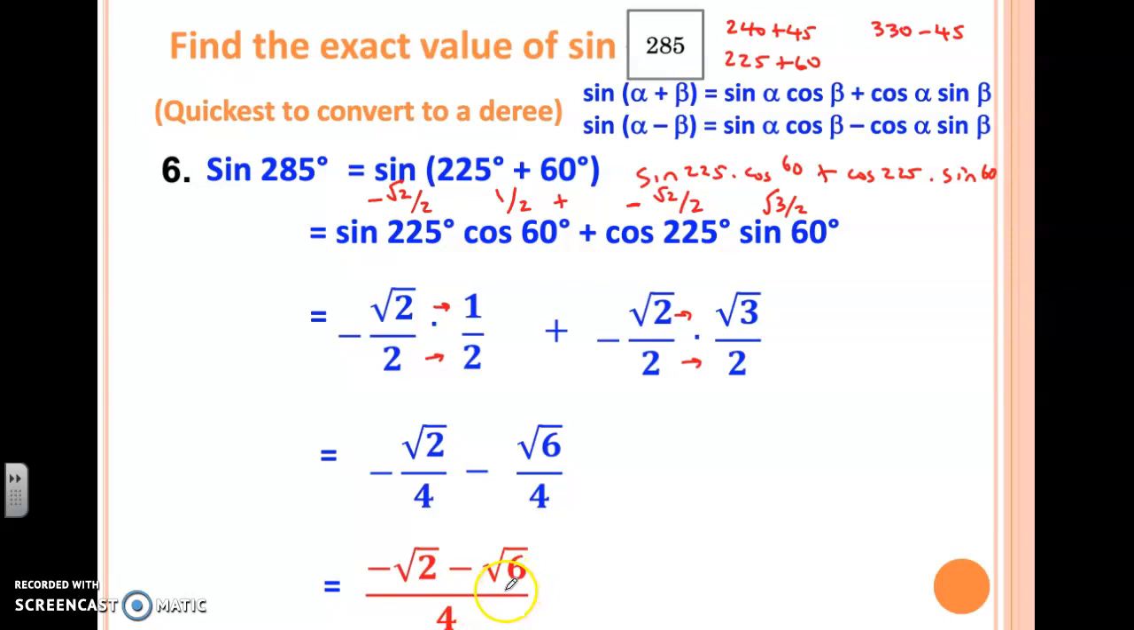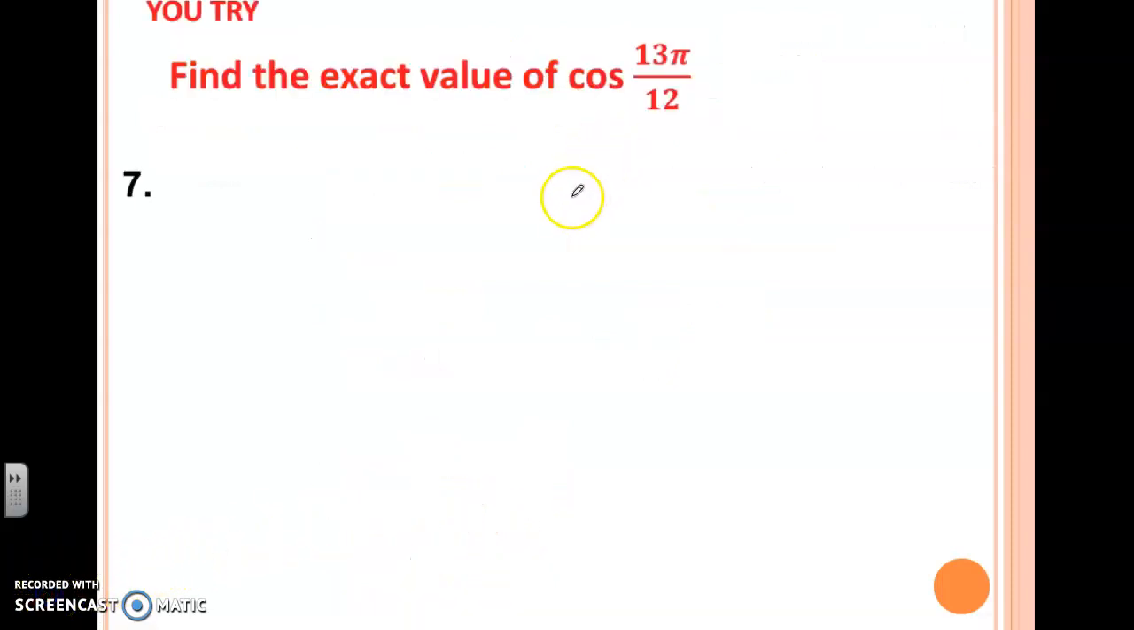Right? Let's try the last one. Let's squeeze the last problem. So let's say that I give you something in radians, not in degrees. I would suggest to make it easier, turn this into degrees. So how do I do that? I turn that into degrees. That means I have to multiply times 180 over pi. This is your conversion unit.